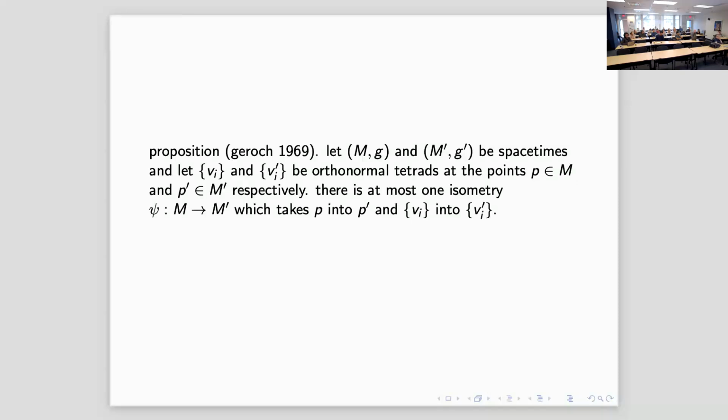So here's Bob's result. Let (M, g) and (M', g') be spacetimes, and let V and V' be orthonormal tetrads at the points P and P' respectively. There is at most one isometry from M to M' which takes P into P' and V into V'. There may not be an isometry, but if there is, there's only one.